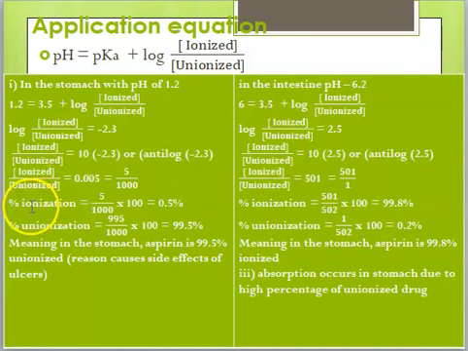So, of course, the ionized fraction will be 5 over 1000 times this, and the unionized will be this. Subtract 5 minus this, and the remaining one is the unionized form. So it is 99.5%. Meaning that in the stomach, aspirin is 99% unionized. And this is the reason why aspirin causes side effects, because it behaves as an acid in the stomach.